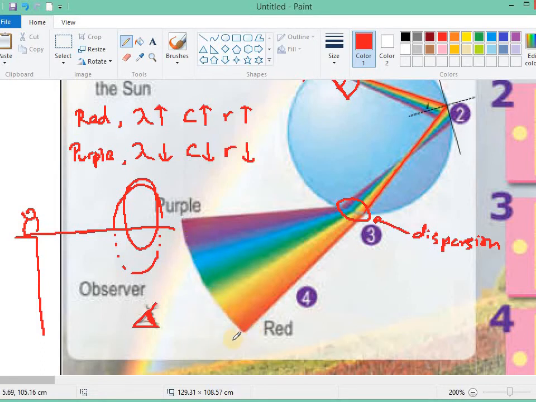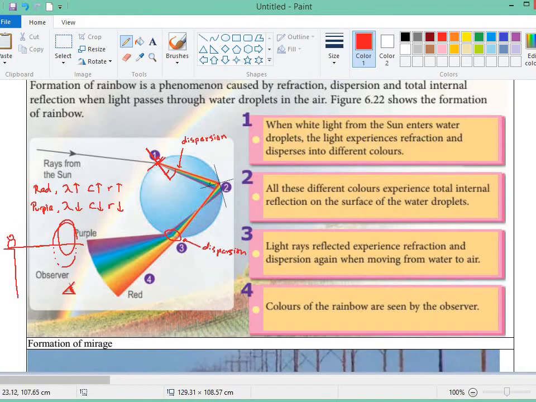This is also the reason why we see that the red light is at the bottom and then the purple is at the top. When we look at the color of the rainbow, the red is at the bottom and then purple is at the top. Okay, this is the reason. So this is the formation of rainbow.